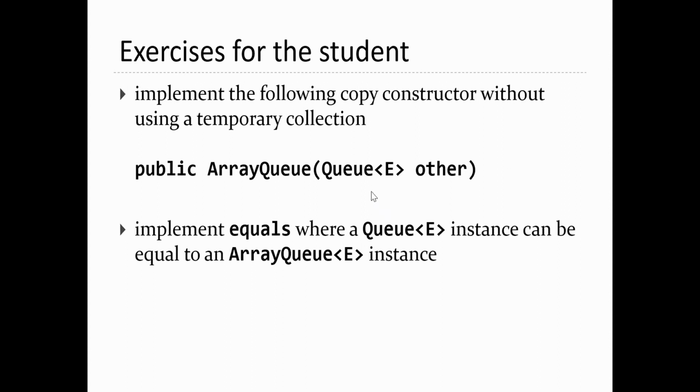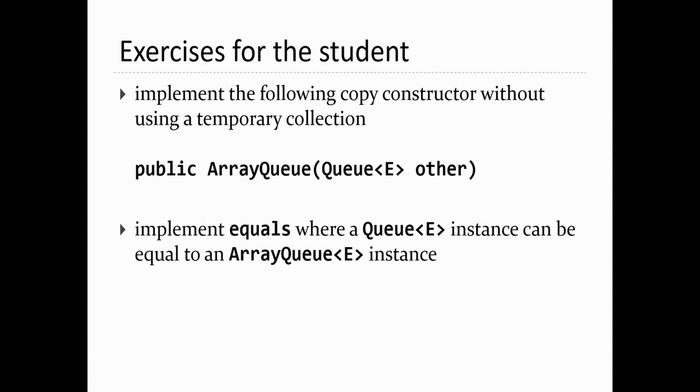So for queue, it's similar, but the algorithm is slightly different. If you want to copy another queue, then you also need a second temporary data structure. For equals, this should be where an array queue instance can be equal to another array queue instance. So this is asking you to implement equals just for array queue. So how do you compute whether one array queue is equal to another array queue?